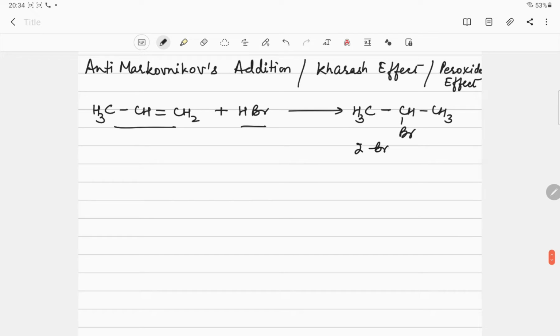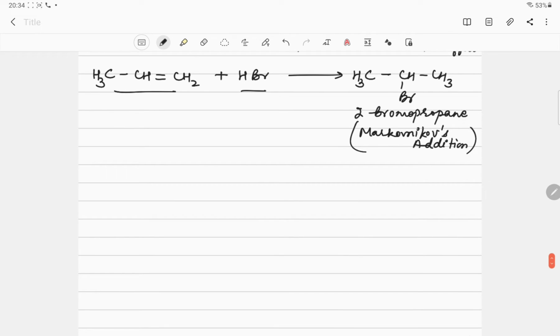This is 2-bromopropane. But here which rule is followed? It is Markovnikov's addition that happened. But what if the addition is taking place in the presence of peroxide? We will take the same reagent and the same molecule, but with one additional thing: we will be doing the addition of HBr in the presence of peroxide. So let's see how it is.